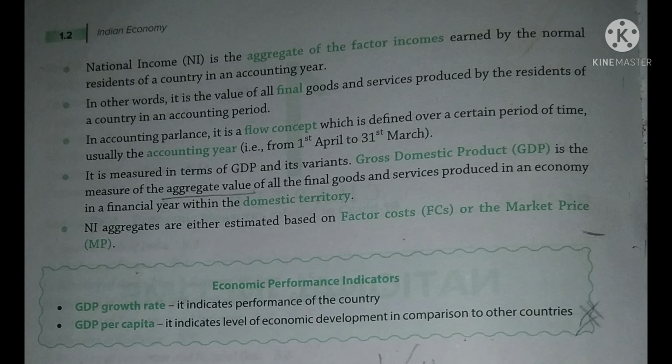Final goods and services. What do you mean by services? Services means that the bank and the insurance company provide us services. These are the final services. So it is the value of all final goods and services produced by the residents of a country in an accounting year. It is called your national income.